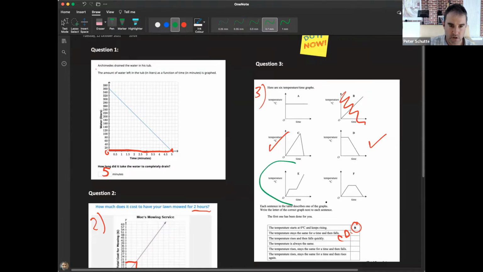So we've got this one as a choice, that one as a choice, and that one as a choice. Which one do you think it is for the temperature is always the same? Aha, I see someone has replied. It is indeed A, this one over here. And then the temperature rises, stays the same for a time, and then falls. It looks a bit like Table Mountain. I'm in Cape Town, just in case you're wondering, hence my reference to Table Mountain. And then the last one kind of has to be E. So let's see if it matches. The temperature rises, then stays the same, and then rises again. So that's going to be E.